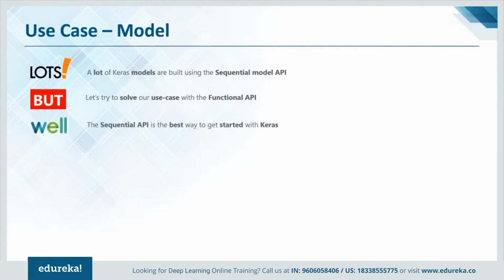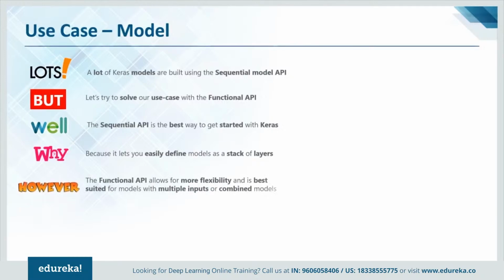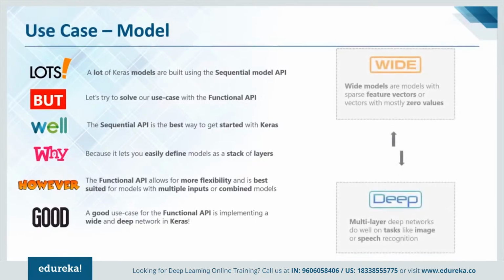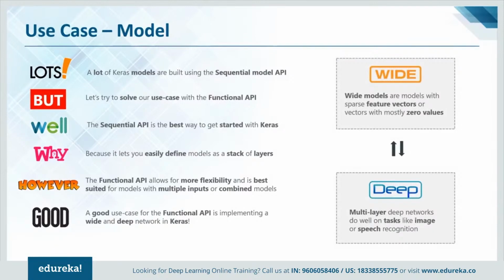Well, true, the sequential API is still the best way to get started with Keras. Why? Because it lets you define models easily as a stack of layers like I explained earlier. However, the functional model allows for more flexibility and is best suited for models with multiple inputs. So we need to know a little bit about wide and deep models, guys. Wide models are models with sparse feature vectors. What I mean by sparse feature vectors is that they consist of mostly zeros and a little bit of ones. And deep networks are networks which do really well on tasks like speech and image recognition.